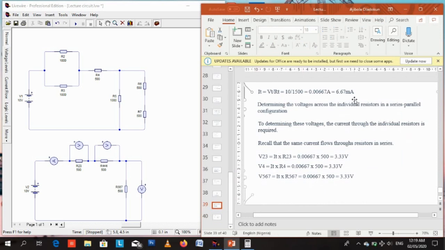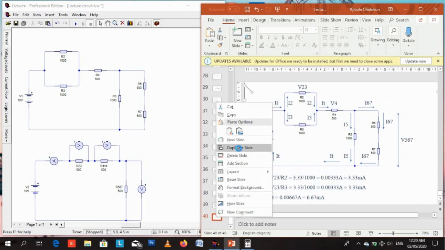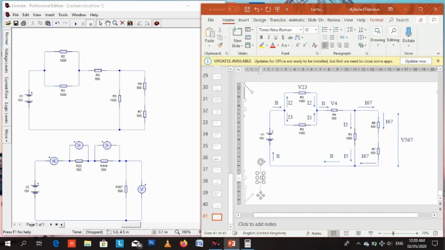IT equal to 6.67 milliamps. We've determined that before. So I4 is basically IT. The current flowing through R4, which is I4, is IT already. So I4 equals IT, which is 6.67 milliamps.